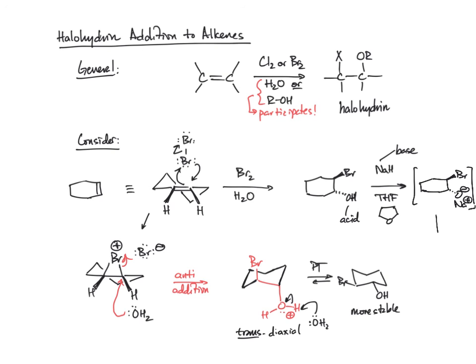That's an intermediate that can then do a displacement to end up with a three-membered ring ether, which is called an epoxide. So overall, that's a two-step process to take an alkene to a halohydrin and then take that to an epoxide.